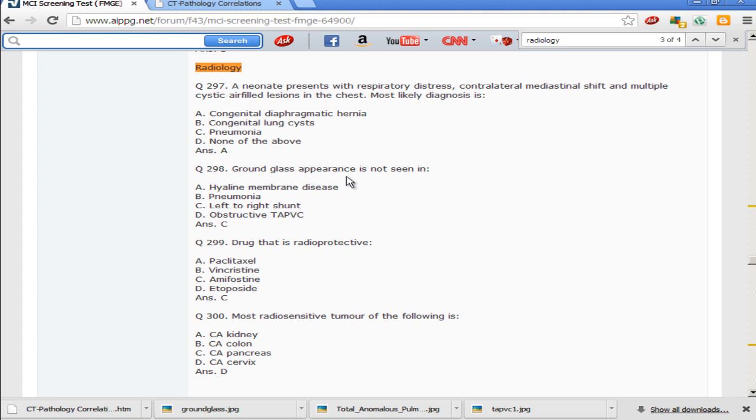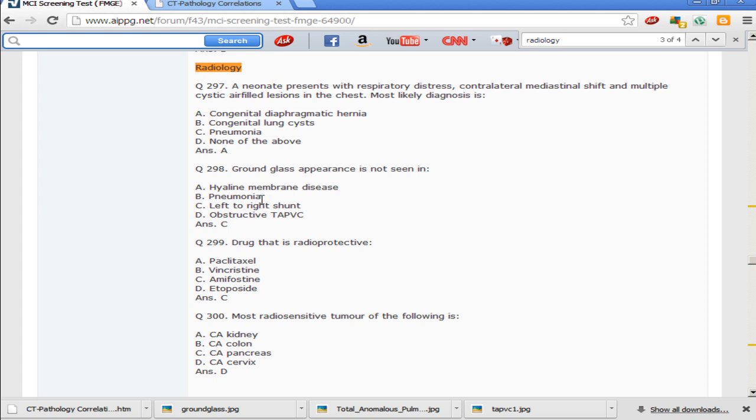Ground glass appearance is not seen in: A. hyaline membrane disease, B. pneumonia, C. left to right shunt, and D. obstructive TAPVC. Now first thing, ground glass appearance, I think everyone knows that hyaline membrane disease shows ground glass appearance.